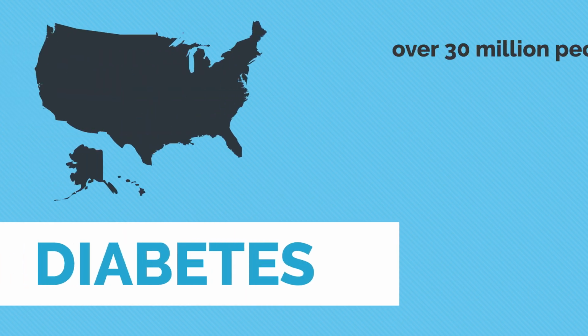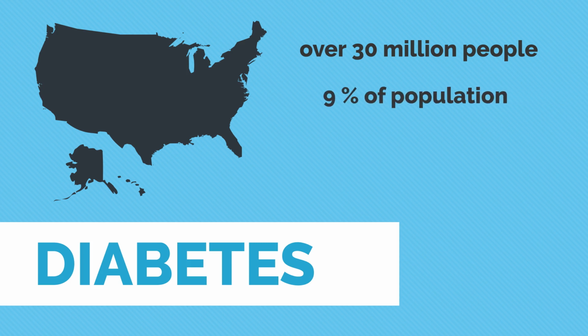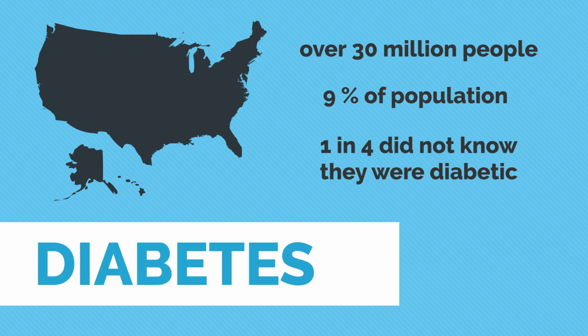As of 2015, diabetes impacted over 30 million people in the United States, or about 9% of the US population. More than 1 in 4 of them didn't even know they had the disease. In this video, we are going to talk about the most common types of diabetes, health effects related to the condition, and how to manage it.